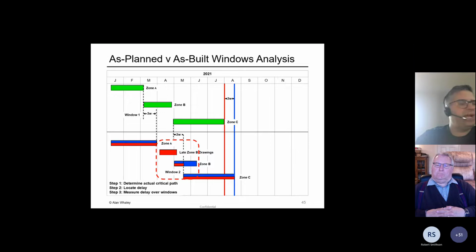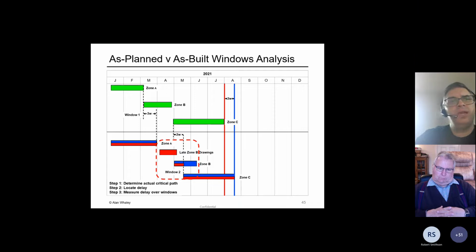Because irrespective of the fact that Zone B didn't start because of the drawings, the contractor went ahead and started Zone C anyway, and actually started it in a similar amount of delay as it finished Zone A. So what we can see is the delay at the end of the project was also 2 weeks. So really, this drawing change hasn't actually caused any further prolongation to the project. But what it has done is possibly or probably introduced quite significant costs in having to resequence the work.